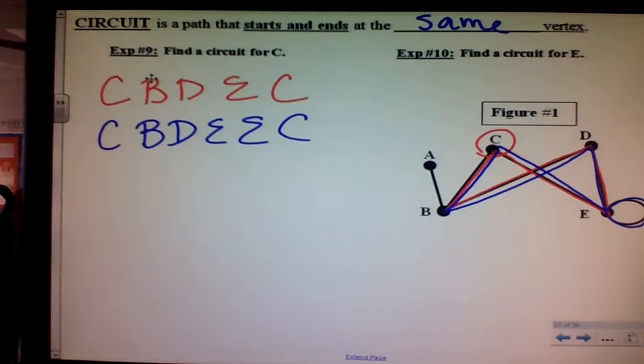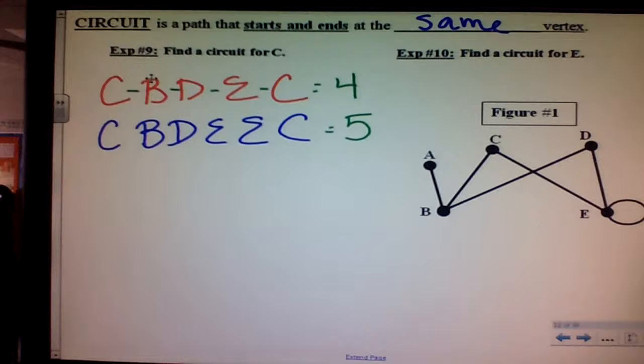So what is the length of my top circuit? 1, 2, 3, 4. It has a length of 4. What's the length if I add in the loop? 5. So I got one for E. It says E, loop, and you're back at E. You're done. That is the shortest circuit that you can do.